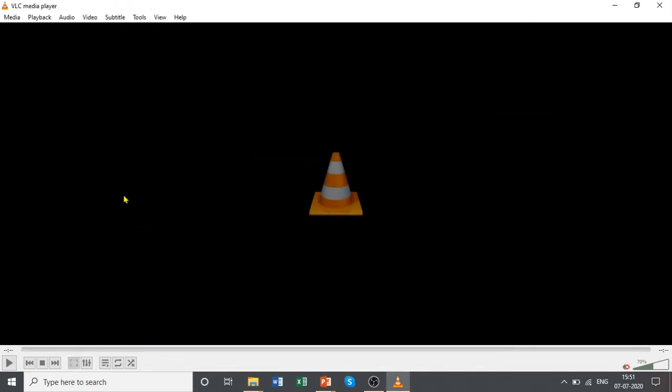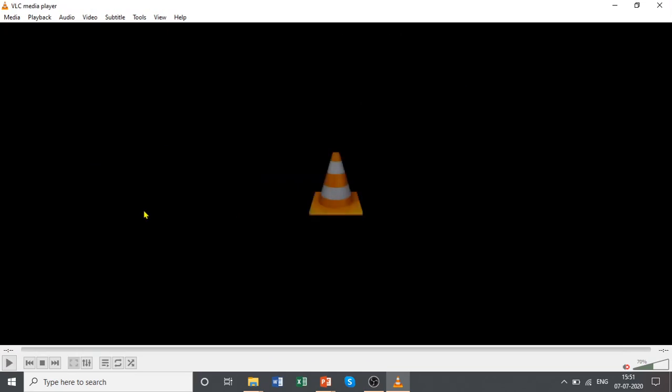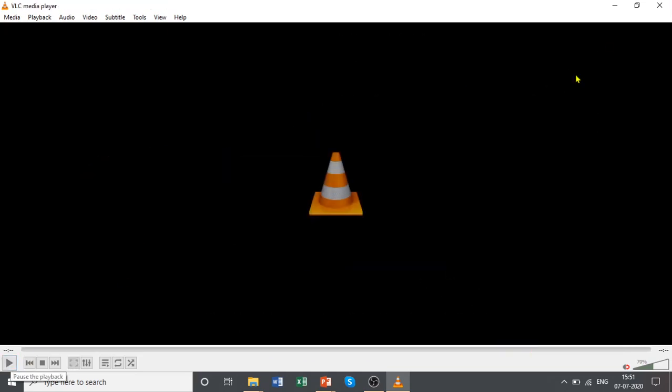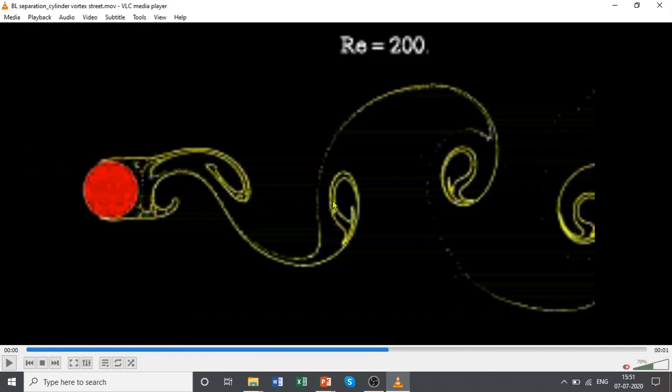So this is something that we put in. Flow is going from left to right, and these vortices are generated.